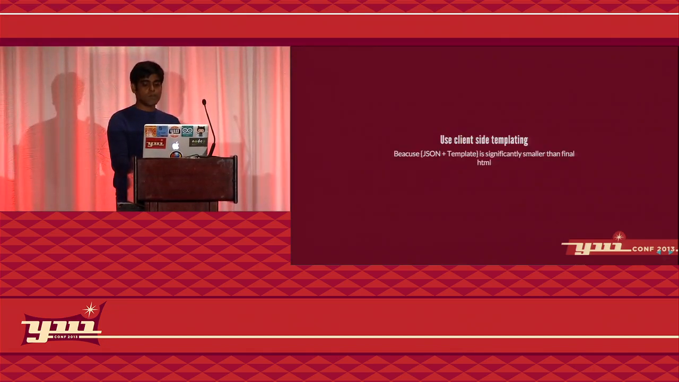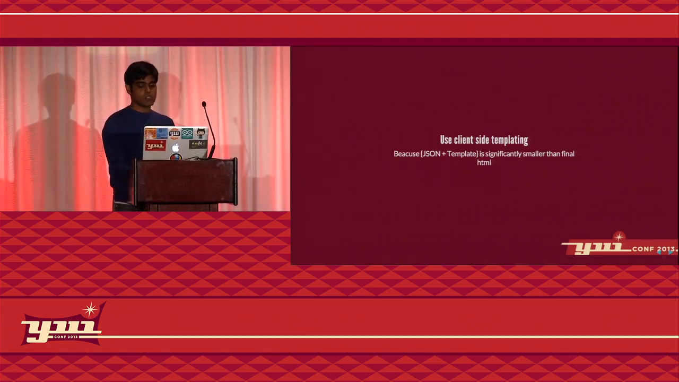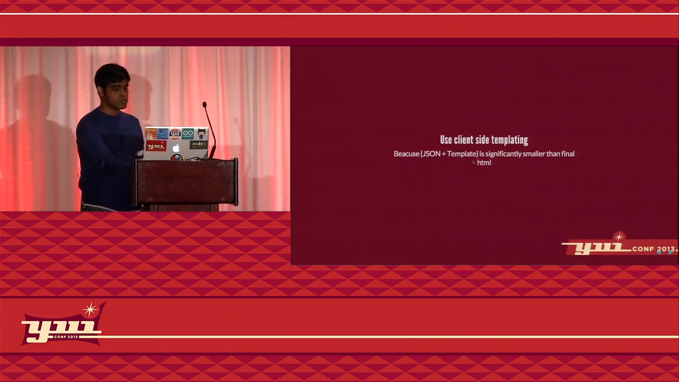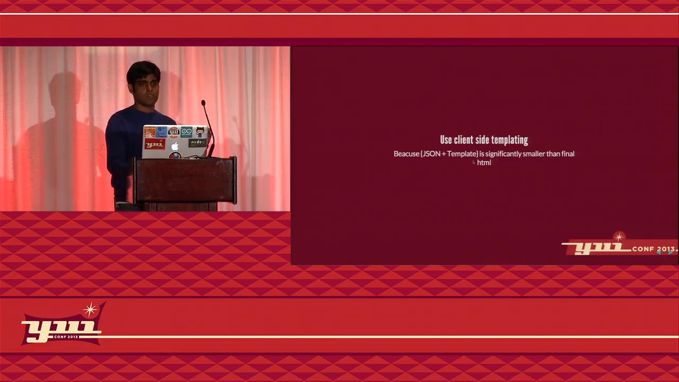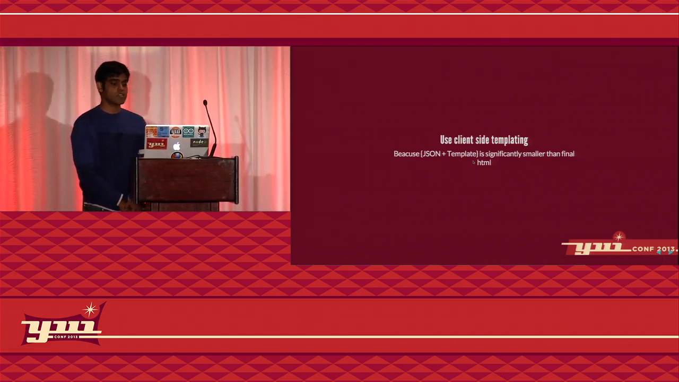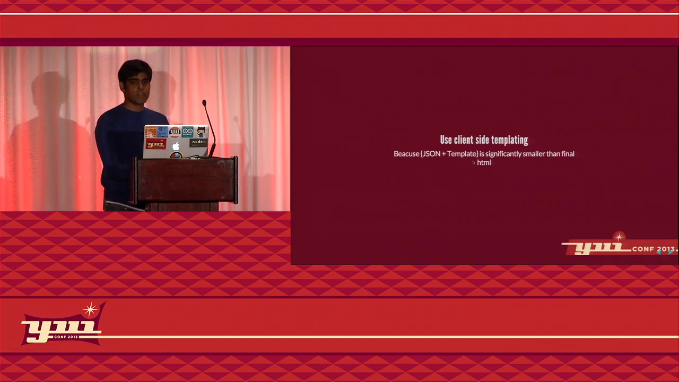Client-side templating is another optimization you can do on top of it, and that actually uses the JSON plus your template, and it builds the HTML out of it. It also speeds up your overall payload from the server because the JSON is smaller, and the templates are just a single repetition of HTML, and then you build the entire HTML out of it.